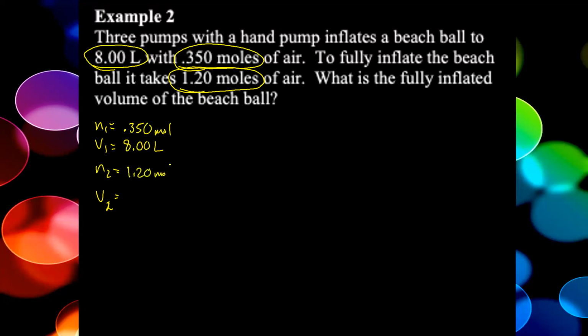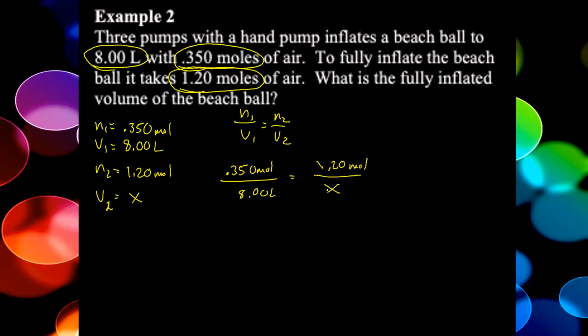So what am I looking for this time clearly? I'm looking for V2. So N1V1 equals N2V2, 0.350 moles divided by 8 liters equals 1.20 moles divided by X.